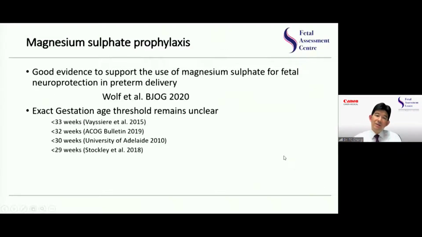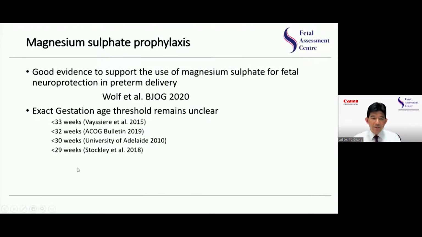Magnesium sulfate prophylaxis, very important. There is good evidence to suggest that we should be using magnesium sulfate for fetal neuroprotection in preterm deliveries. Which gestation you give it to remains a little bit unclear. These are 4 of the studies that tried to address this. They use different cutoffs. In this study from France, less than 33 weeks. ACOG bulletin, less than 32 weeks. The study from Adelaide, 30 weeks. And Stockley and colleagues, 29 weeks or less.